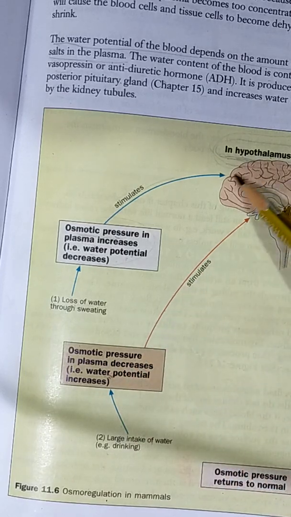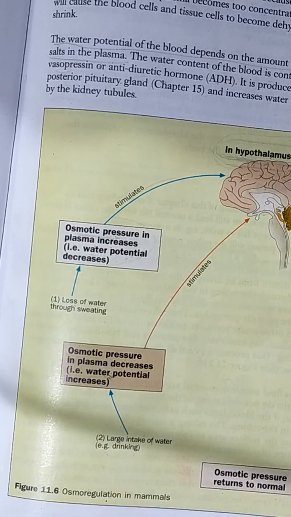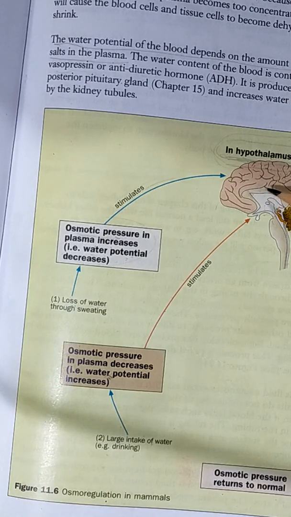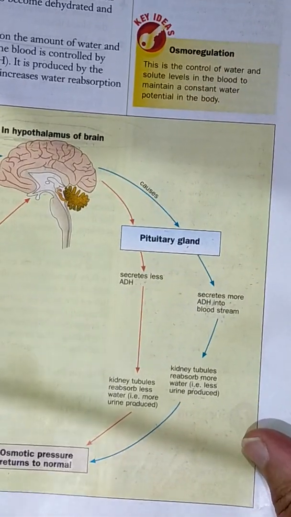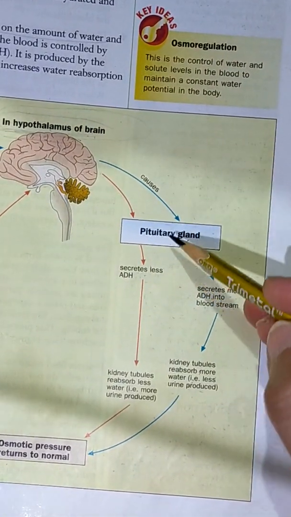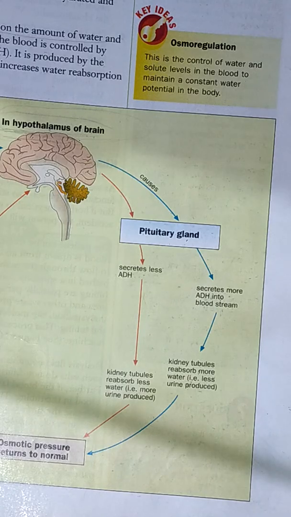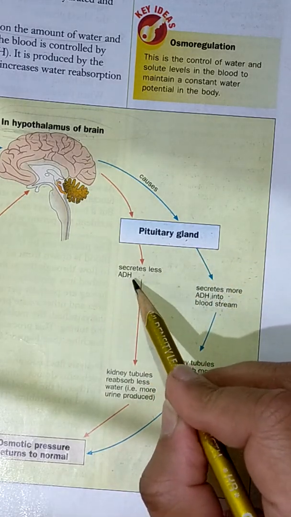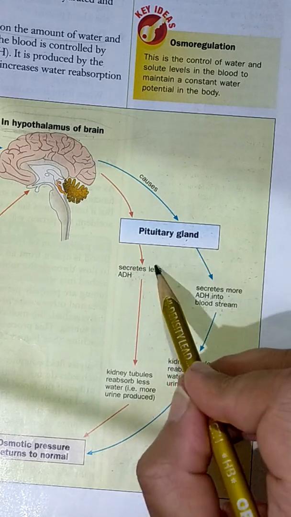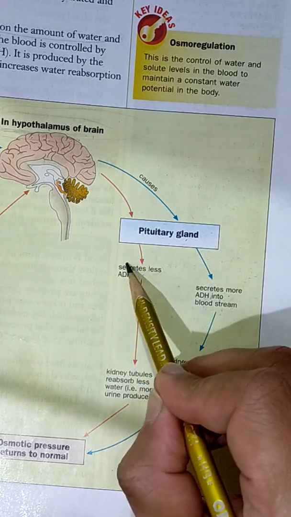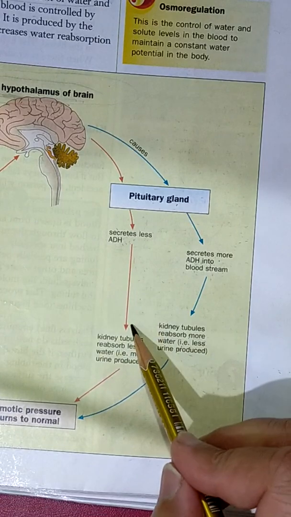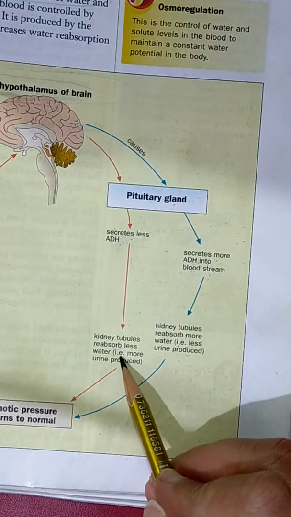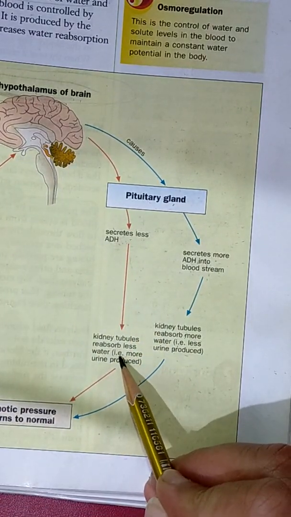Again, as this blood passes through the brain region, a stimulus will be sent to the brain area, to the hypothalamus center, that the blood is more diluted or more water potential is available. As a result, the brain will send an order to the pituitary gland, and the pituitary gland will decrease the production of ADH or antidiuretic hormone. As the production of ADH decreases, the kidney tubule will absorb very little water.